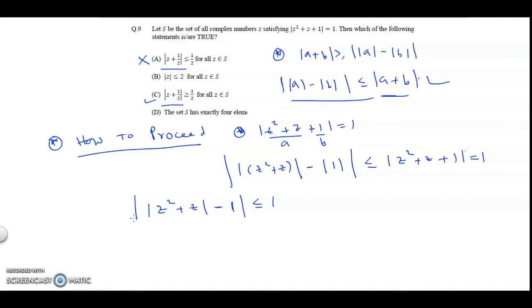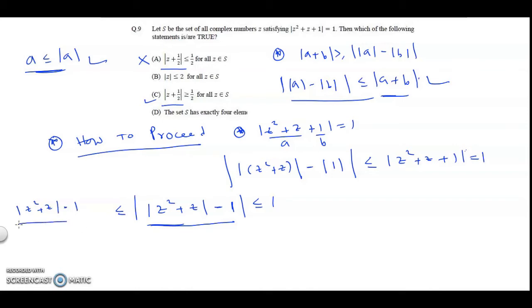Now we can also use this concept, that A is less than or equal to modulus of A. If A is positive then we have equality, and if A is negative then we have strict inequality. This is very easy to see: A is less than or equal to modulus of A. So now in this equation we will use this. Taking it as a whole A, you can write z square plus z minus 1.